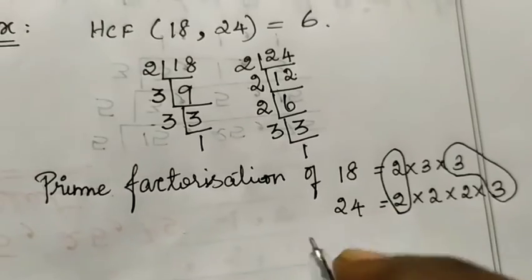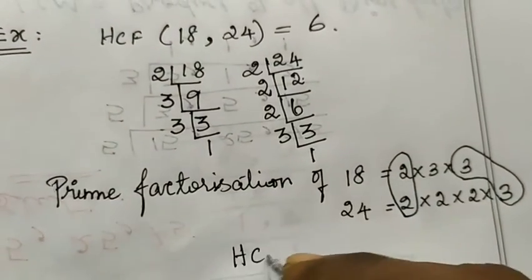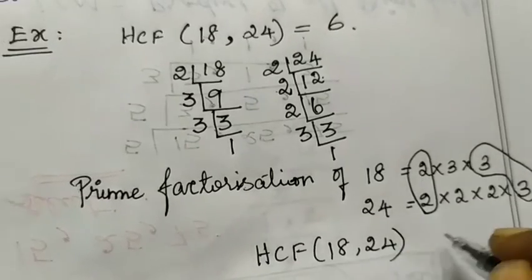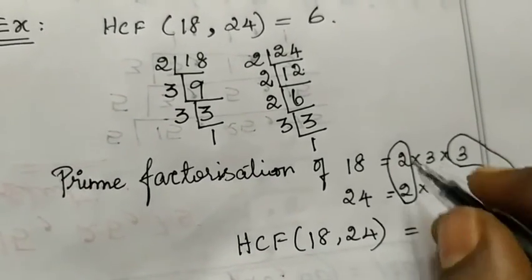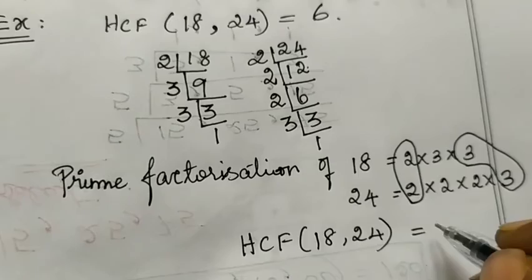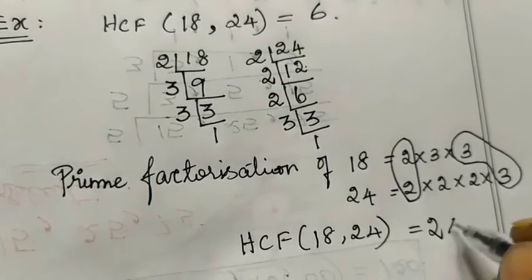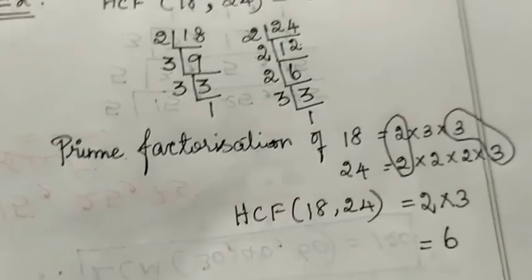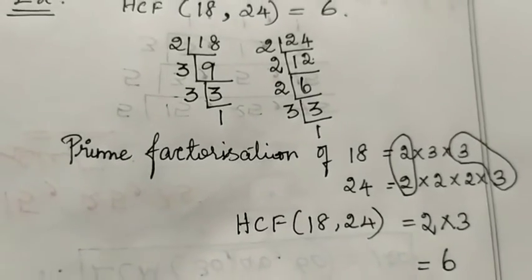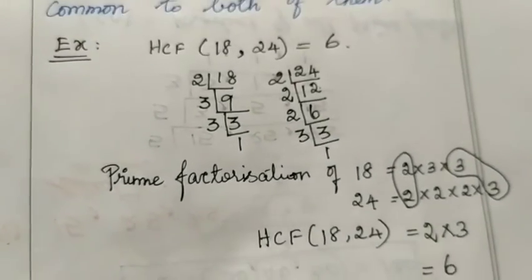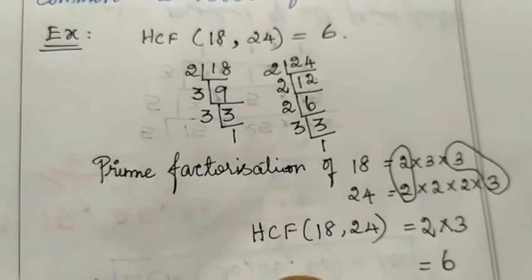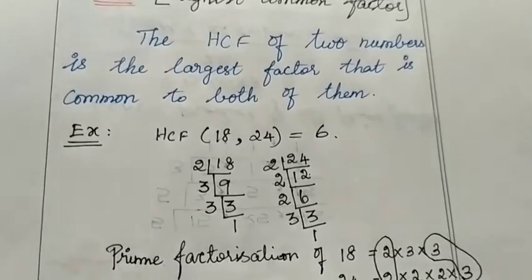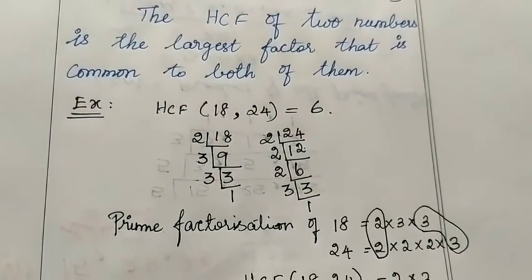So finally the HCF of 18 comma 24 equals, what are the numbers? Of the common numbers in both, we take one each. 2 into 3, that is equal to 6. This process is called HCF processing. HCF means highest common factor. We take only the common factors.